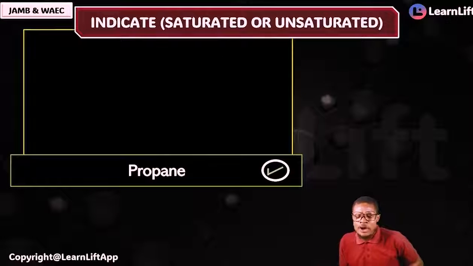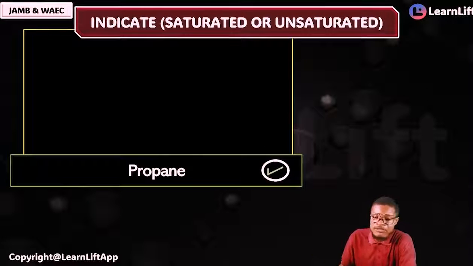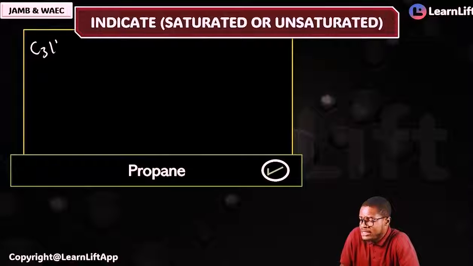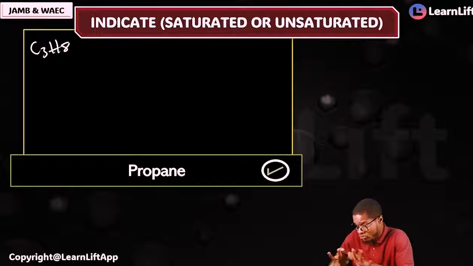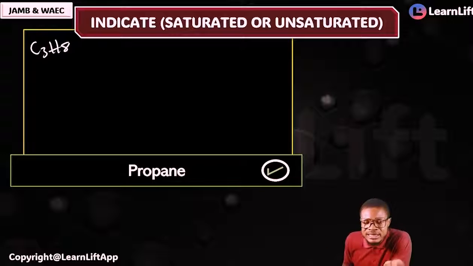The next one is your propane. How do we draw propane? What is the formula for propane? Propane is C3H8. Sir, how are you knowing these things? Yes, I will teach you all of this. Just follow first. Your propane is C3H8.